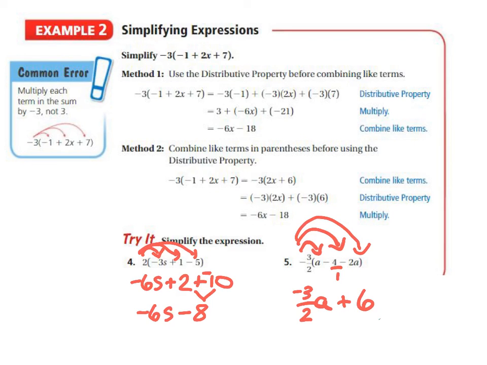So again, the signs are the same, so I know it will be positive. And I've got 3/2 times 2a/1 essentially. These cross cancel, so you'll have 3a/1. So I can erase that and say 3a/1, that's the same thing as 3a.